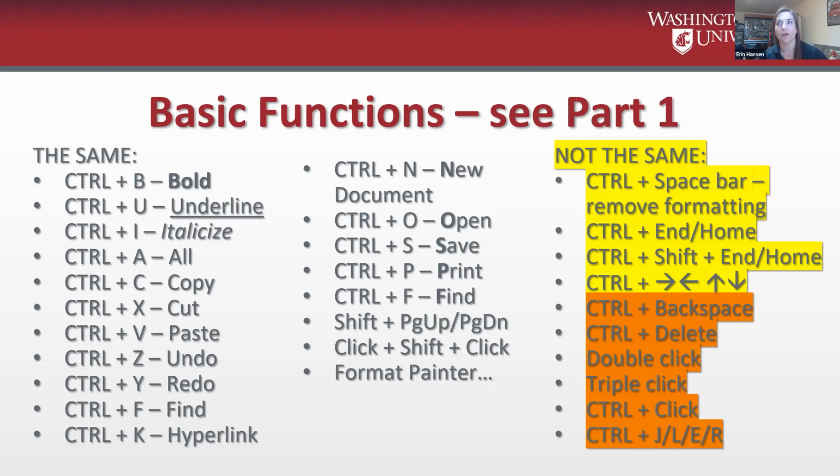So things like bold, underline, italicize, copy, paste, undo, redo, new, open, save, print, find, all that's going to work the same way. As for the items on the right side of the slide, the ones in yellow at the top, we'll address those momentarily. The ones in the bottom in orange, we are not going to address because they don't really function the same way at all. And that's starting to get a bit more complicated and probably beyond my level.